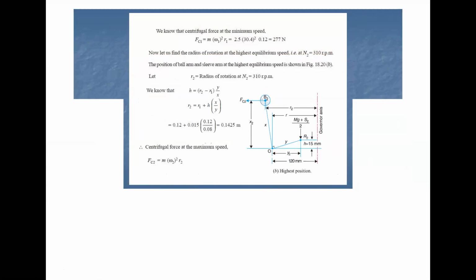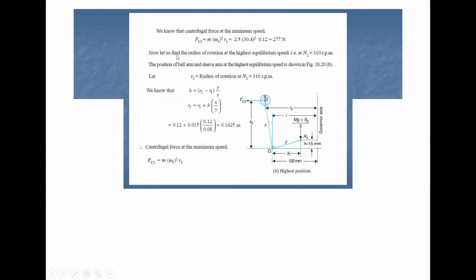Now we will also find the centrifugal force at the minimum speed. FC1 equals m omega 1 square r1, formula already known. So m is the flyball mass 2.5, and omega 1 is already calculated earlier, that is 30.4, and r1 is 0.12. So just calculate the value. That is 277 newtons.